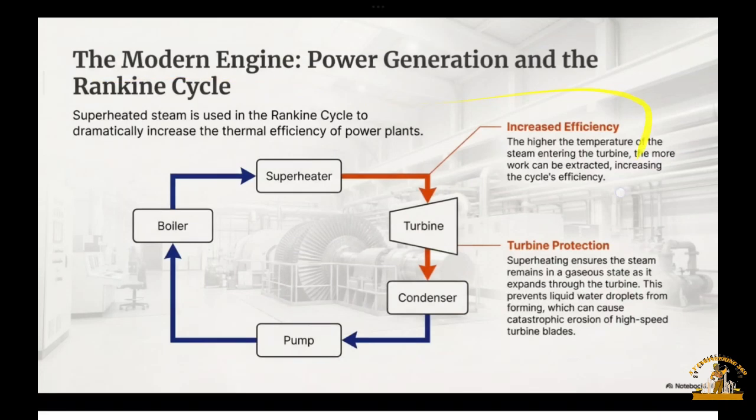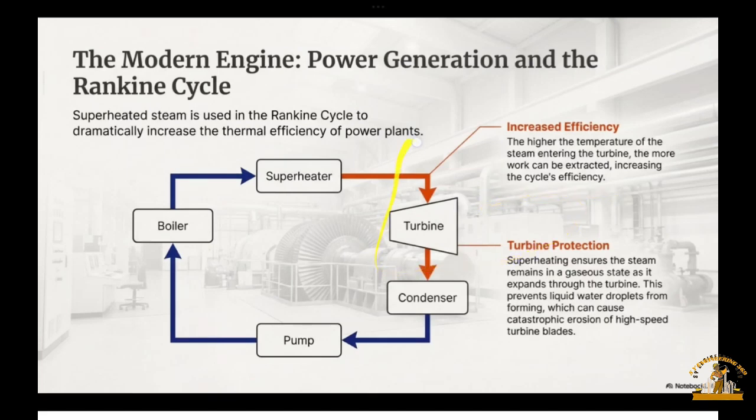In modern engineering power generation and the Rankine cycle, superheated steam is used in the Rankine cycle to dramatically increase the thermal efficiency of power plants. Increased efficiency: the higher the temperature of the steam entering the turbine, the more work can be extracted, increasing the cycle efficiency.